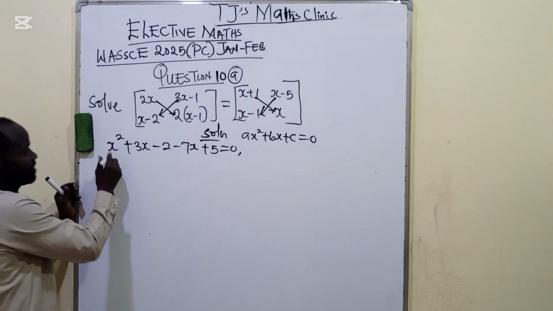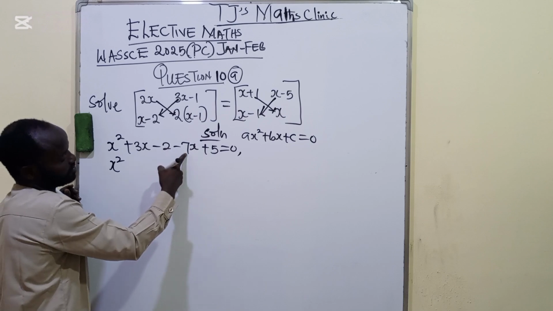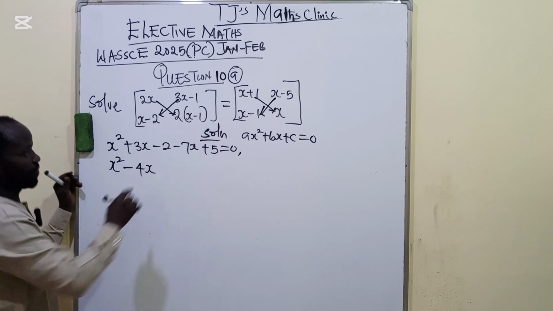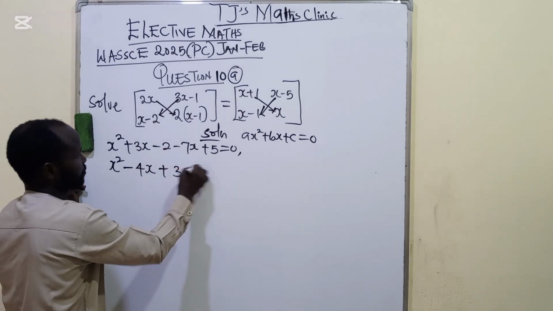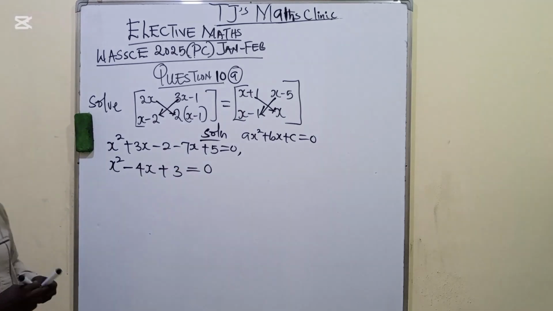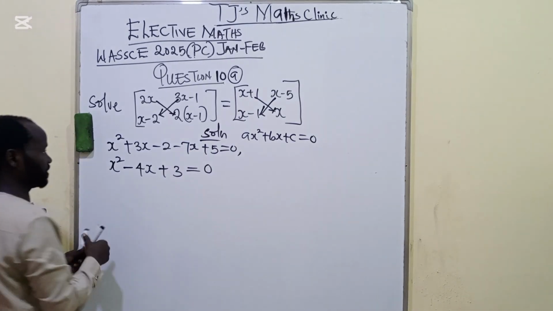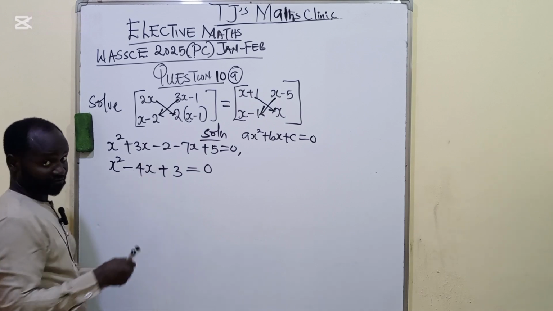Here we can write this as x squared, then plus 3x minus 7x, that will be minus 4x. Very important. Then minus 2 plus 5, that will be plus 3 equals 0. This is a quadratic equation. Can it be factorizable? Let's check. I hope we are together. Two factors of 3x squared that can give us minus 4.